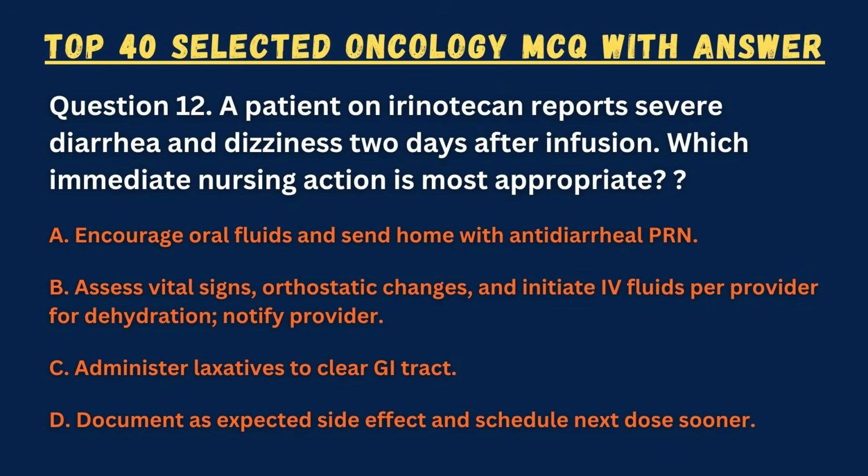A patient on irinotecan reports severe diarrhea and dizziness 2 days after infusion. Which immediate nursing action is most appropriate? A. Encourage oral fluids and send home with antidiarrheal PRN. B. Assess vital signs, orthostatic changes, and initiate IV fluids per provider for dehydration. Notify provider. C. Administer laxatives to clear GI tract. D. Document as expected side effect and schedule next dose sooner.